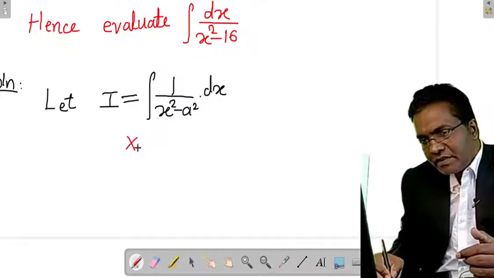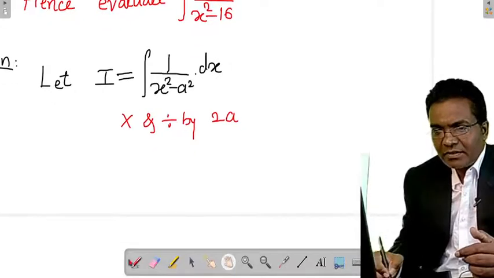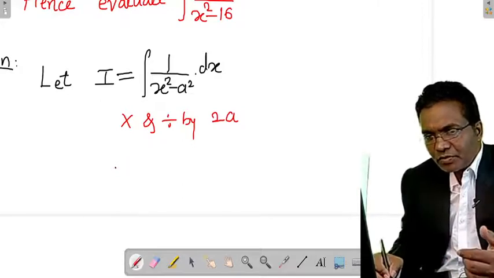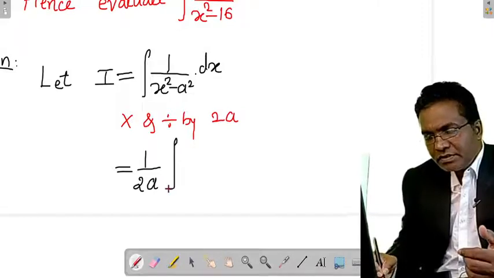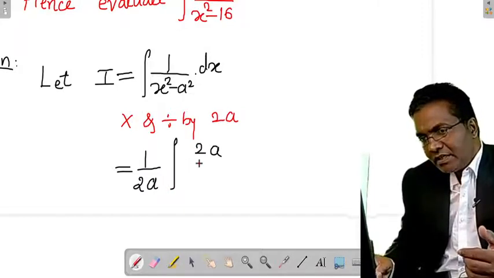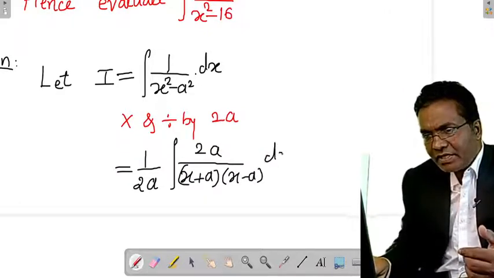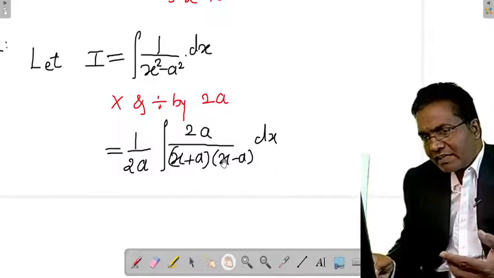first what I do is multiply and divide by 2a. Remember this. The reason you will understand in the next step. So I multiplied and divided by 2a. In the denominator, x square minus a square, I write it as x plus a into x minus a, dx. Remember, a square minus b square is a plus b into a minus b. So I have factorized this.